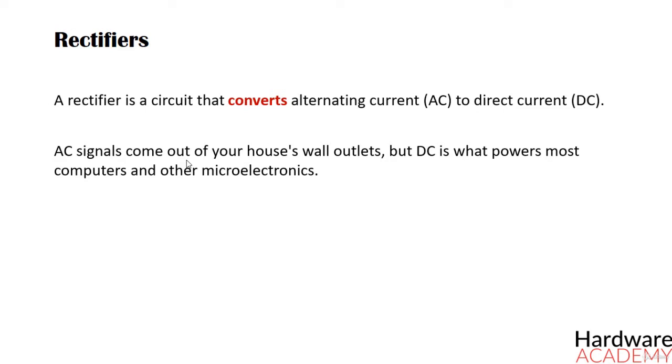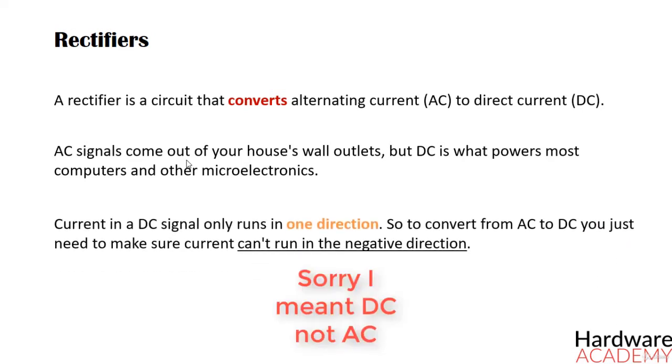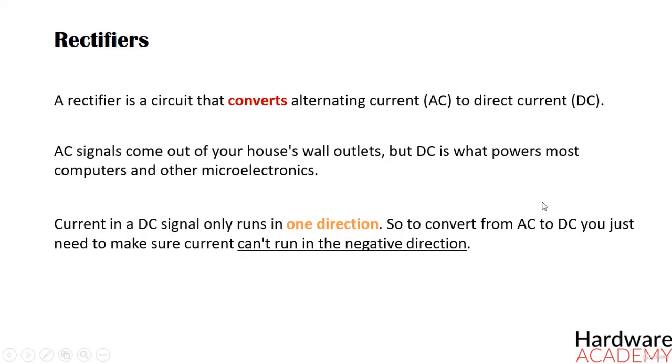Current in AC circuits literally alternates, quickly switching between running in the positive and negative directions. But current in a DC signal only runs in one direction, so to convert from AC to DC, you just need to make sure current can't run in the negative direction. This sounds like a job for diodes, right?